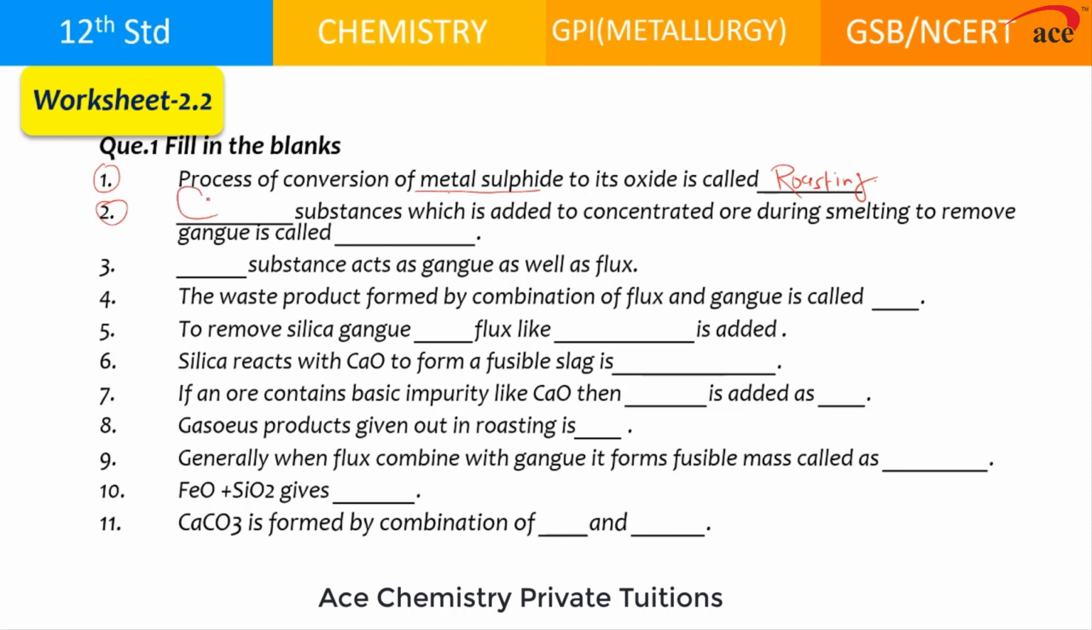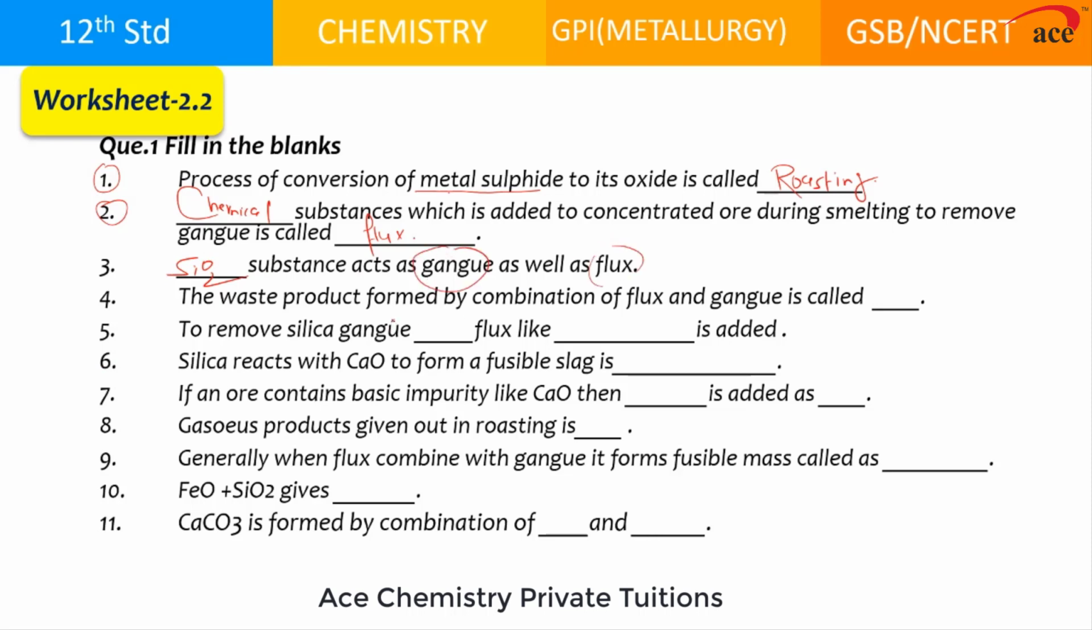Can I say it can be any chemical substance? Chemical substances which is added to concentrated ore during smelting to remove gangue is called flux. The answer is flux over here. Dash substance acts as gangue as well as flux. This substance is what? Silica.